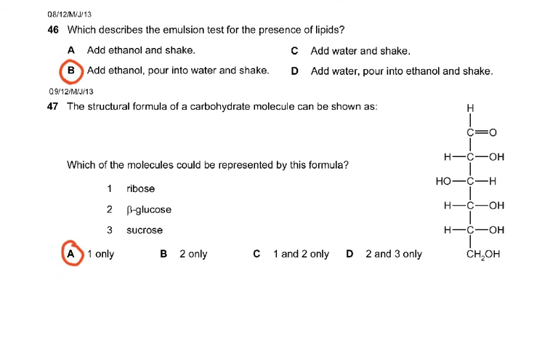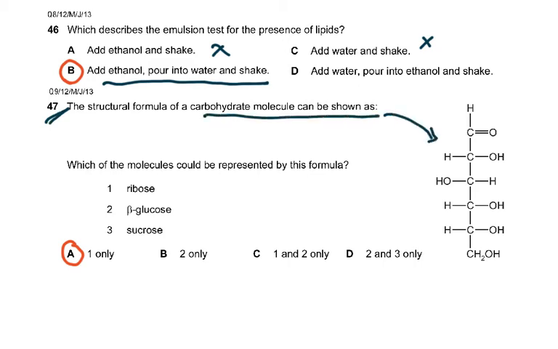Then coming on to question number 46, which describes the emulsion test for the presence of lipid. Add ethanol, pour water and shake. Add ethanol and shake was wrong. Add water and shake was wrong. Add water, pour into ethanol. No, you have to add the ethanol first and then the water later on, because if there's fat, it dissolves in the ethanol. Then question 47, the structural form of a carbohydrate molecule can be shown as this.